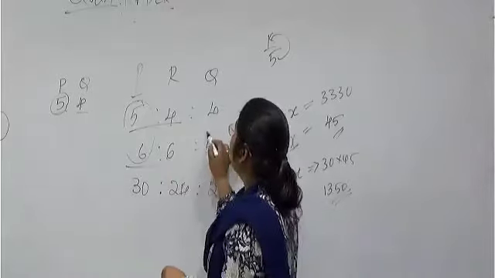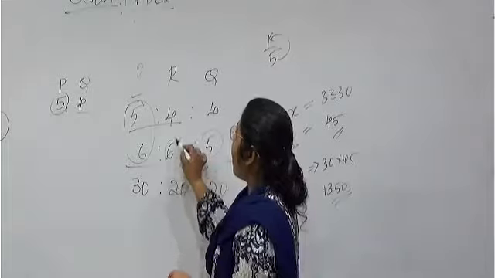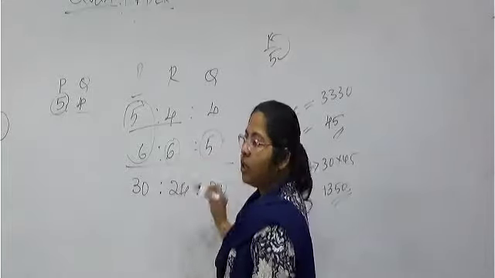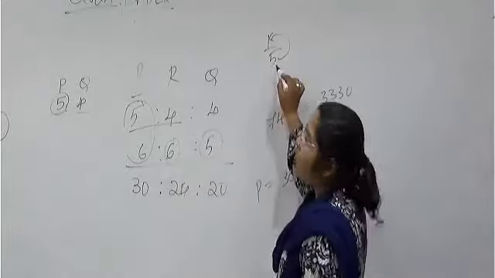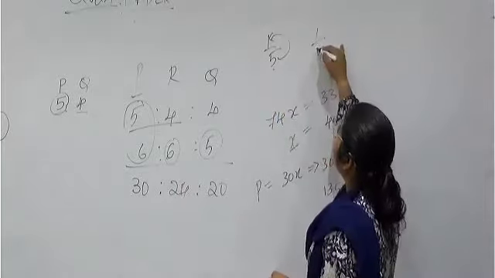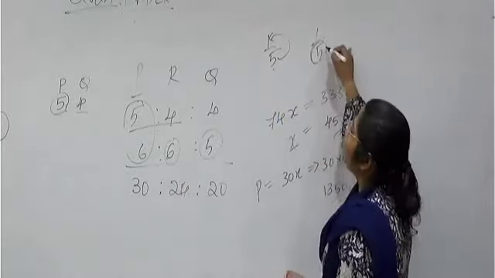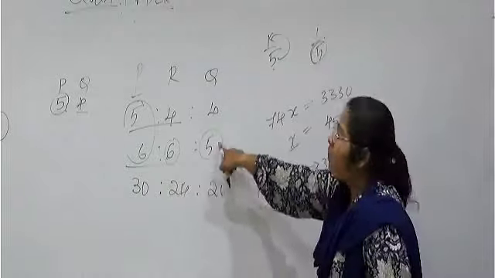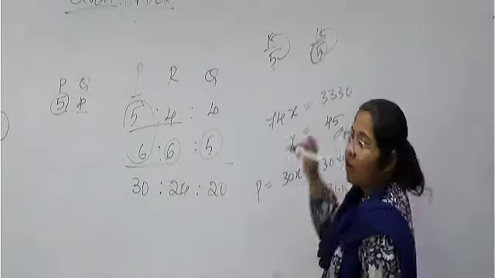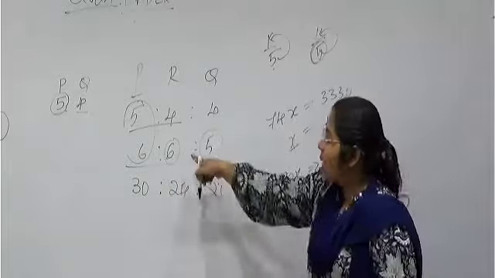Likewise, Q's and R's. How much percent? 20%. Because 20% I wrote as 1 by 5. And this 5 is whose value? Q's value. Because R is 20% more. That is why it is 6 there.